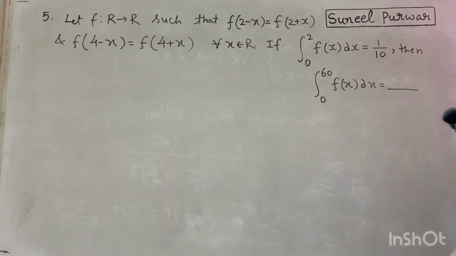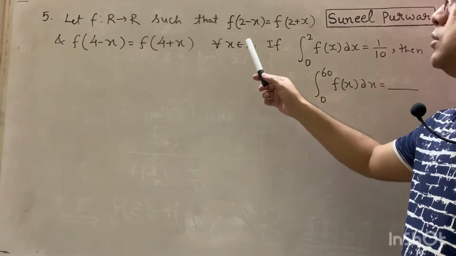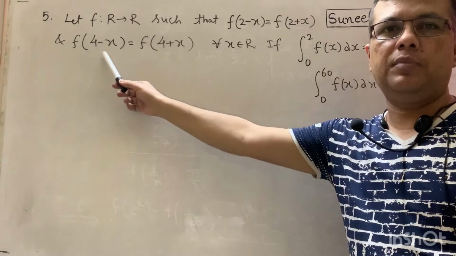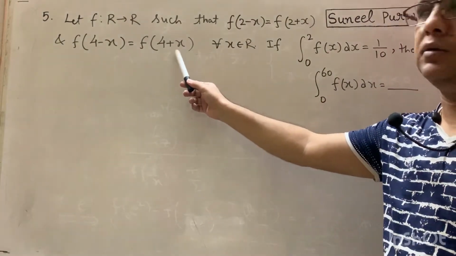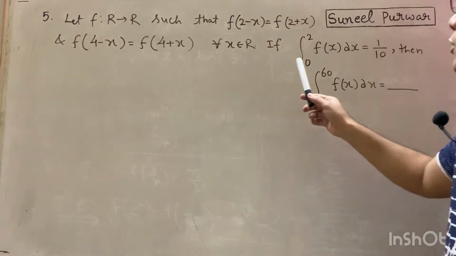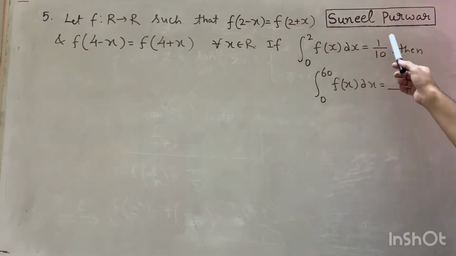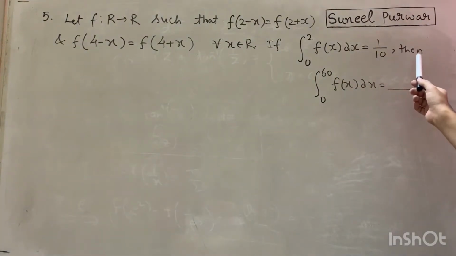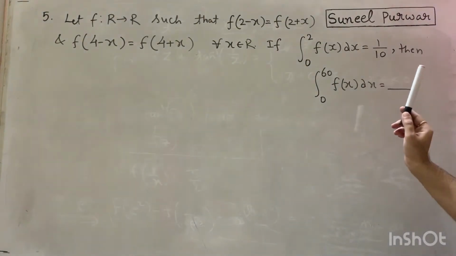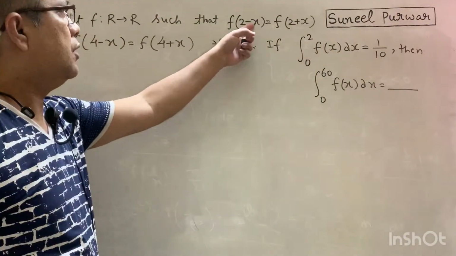Now have a look at this question. f is a function from R to R satisfying these conditions: f of 2 minus x is equal to f of 2 plus x, and f of 4 minus x is equal to f of 4 plus x for all real numbers x. Further, the integral from 0 to 2 of f of x dx is given as 10. So you have to tell the value of the integral from 0 to 60 of f of x dx. Here, these two conditions are very important.